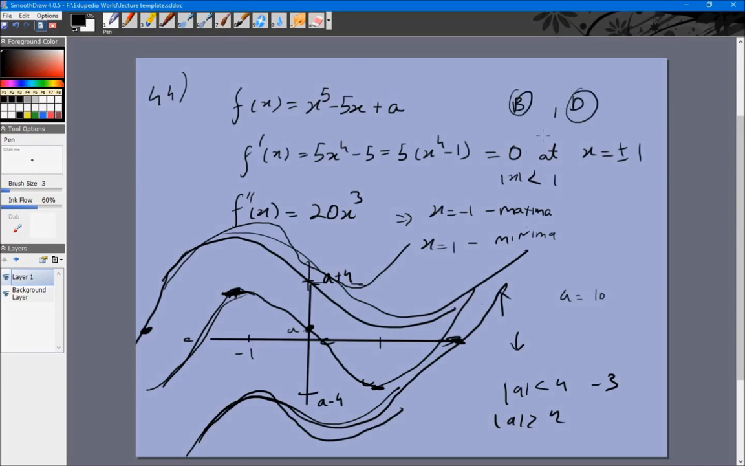Option A says 3 roots if a greater than 4. That is not true. Option B says 1 root if a greater than 4. That is true. C says 3 roots if a less than minus 4. Not true. 3 roots if a is between minus 4 and 4, which is option D. Right.